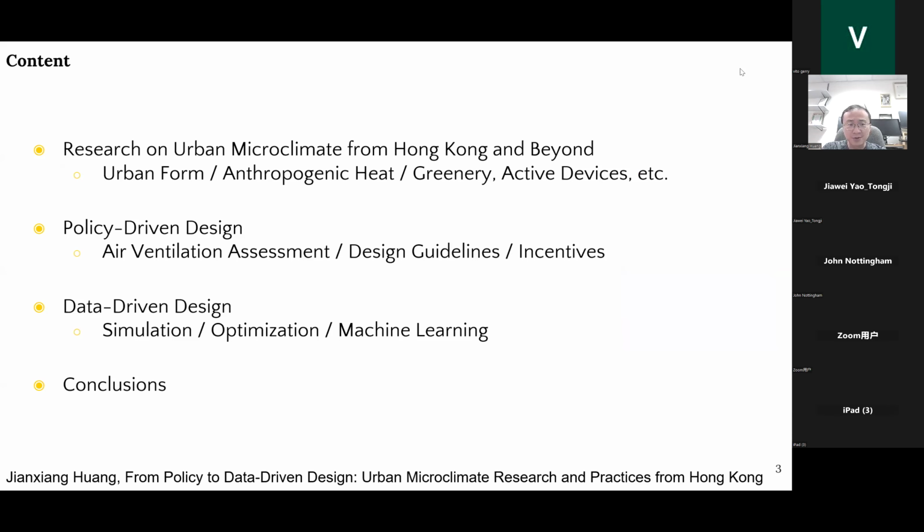Then I'm going to introduce the dichotomy of policy-driven versus data-driven design. My core message for this evening is that we're shifting from a policy-driven approach towards a more data-driven approach. I hope that will strike in tone with Professor Yao Jiawei's overarching theme of architectural intelligence. Otherwise, I have to make sure that I sound intelligent to be invited back to speak in this forum.